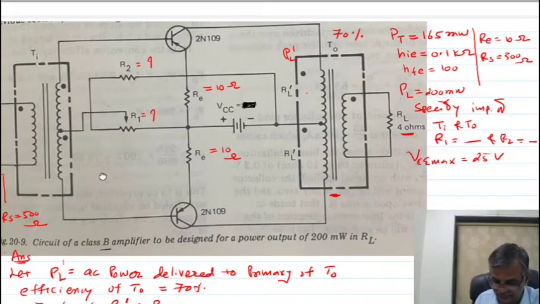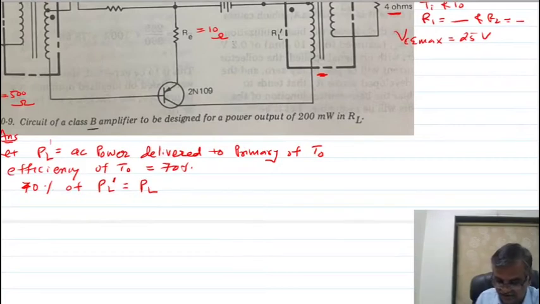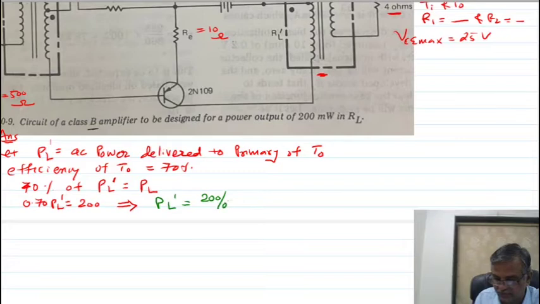Now I can write from this: 0.70 PL dash is equal to 200. From this I can get PL dash as 200 upon 0.7, which is nearly 285 milliwatt.